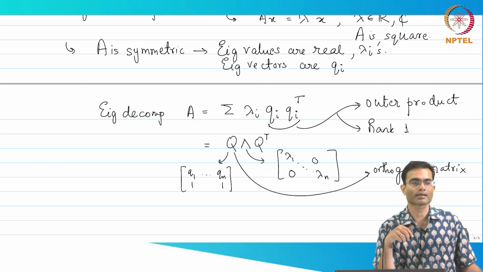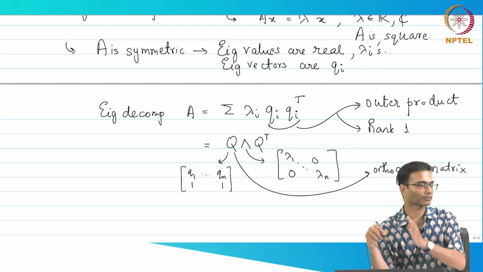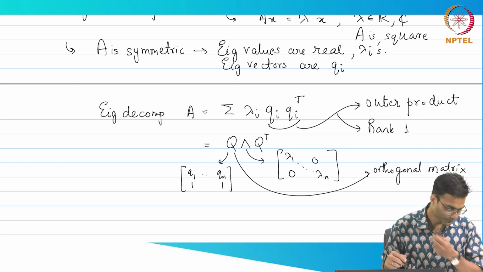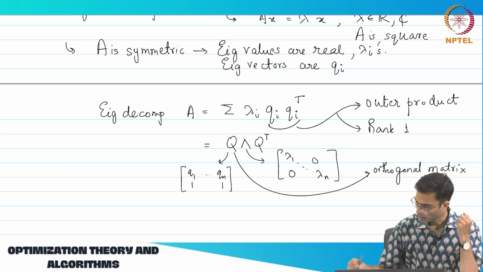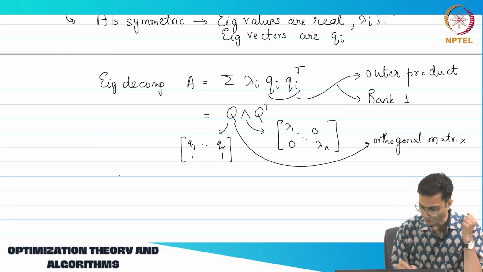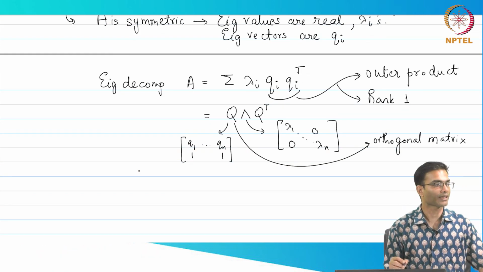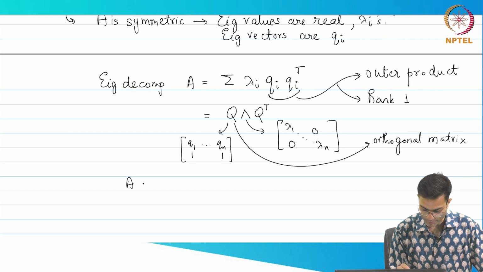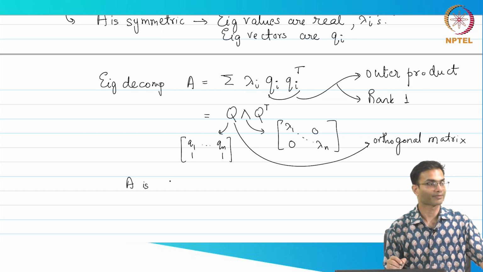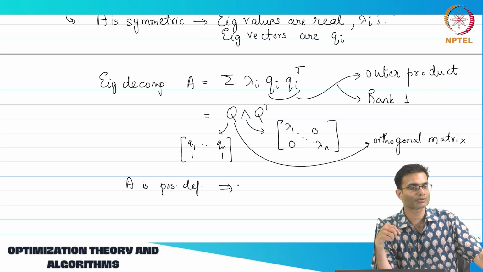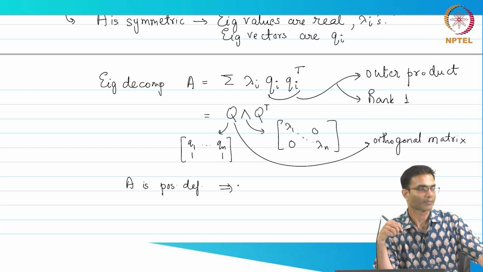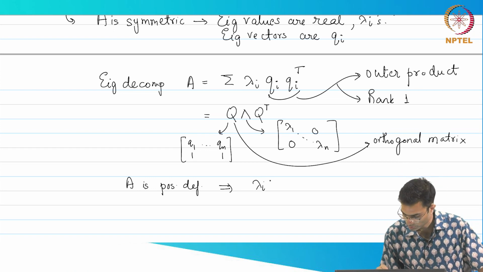Which just means that each column is orthogonal to each other. Right? Okay. One further simplification happens if matrix A is positive definite. What happens to the eigenvalues? They become positive.